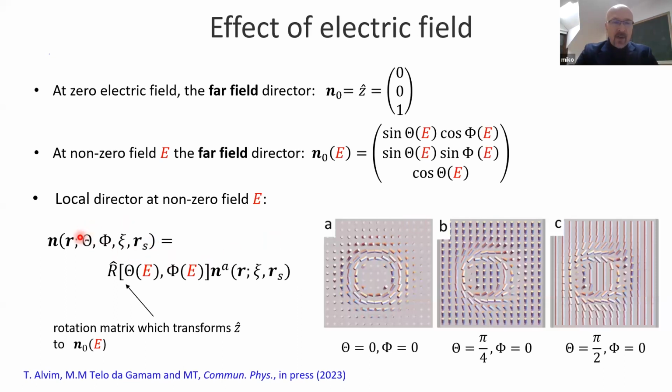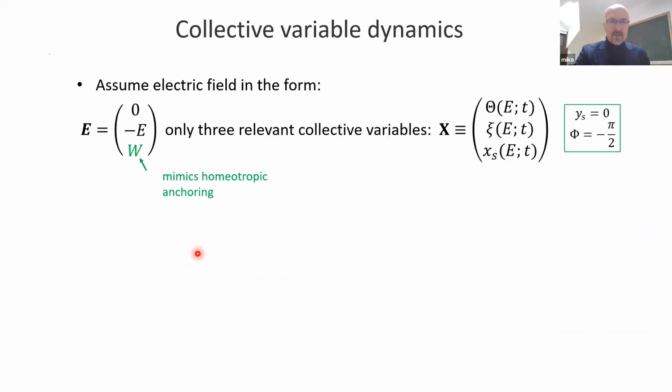We have 5 parameters, so we want to construct dynamic equations. But not all of the 5 are relevant. For instance, if we assume that the electric field lies in the y and z plane, so if you assume our electric field has this form, where this capital E is the real field, and this capital W is a fictitious field. Why do we need this fictitious field?